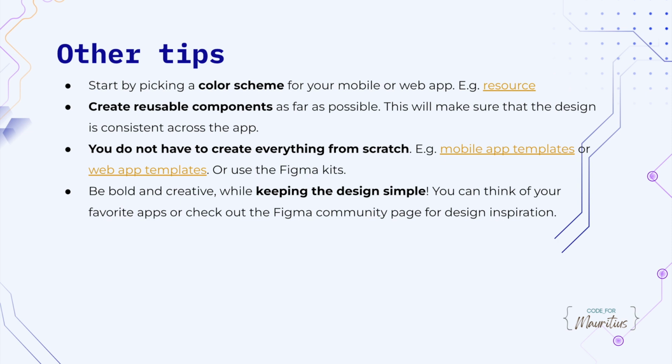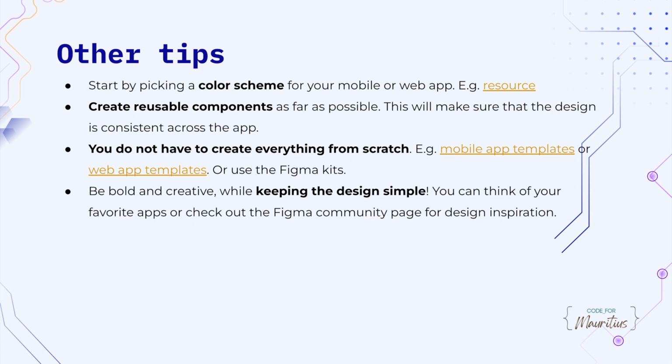Some other tips are start by picking a very simple color scheme for your mobile or web app. And there's a lot of resources out there on different color schemes with the exact hex codes. You might have seen those when you're selecting a color from the little color selector square back in Figma. There's a lot of websites out there that show which colors go well together and what the codes are for those colors, so you can very easily use them.